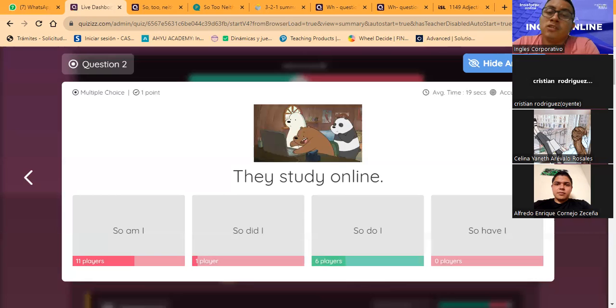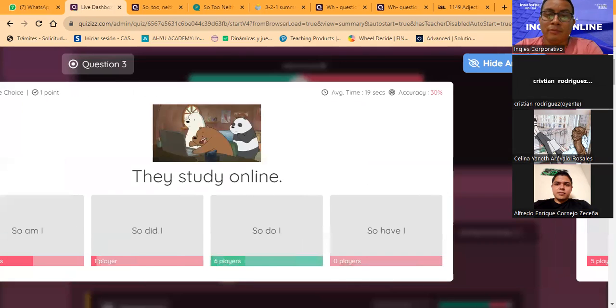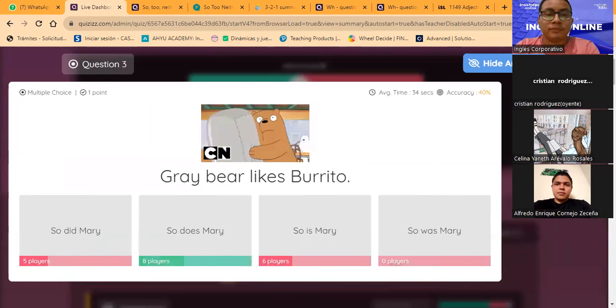Es so do I porque they study online es una oración en presente simple. Ellos estudian en línea. Presente simple, los auxiliares de presente simple es do y does. Por eso es que dice so do I. No so am I. Porque so am I va a ser utilizado cuando usemos verbo to be. En la oración they study online nunca usamos verbo to be. No hay. Solo es simple present. Por eso la respuesta es so do I. Right?